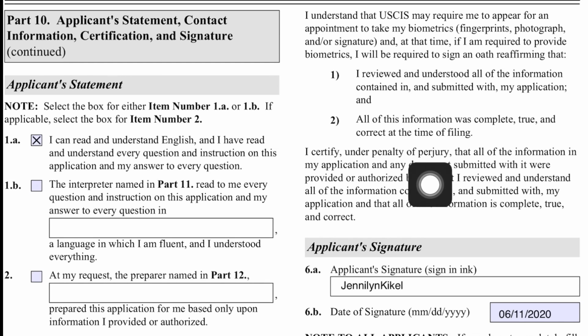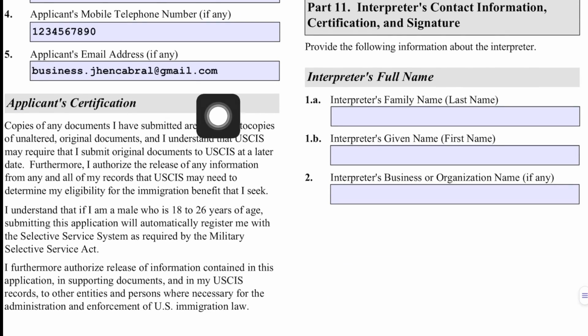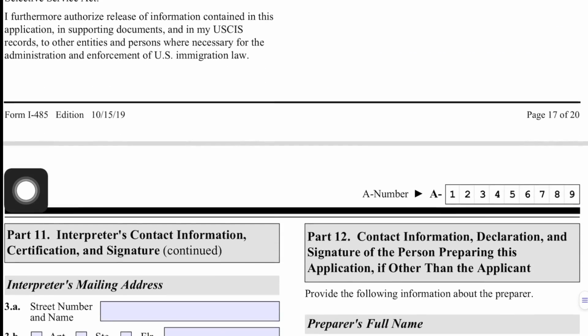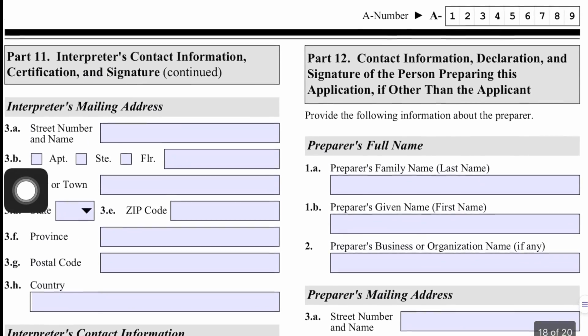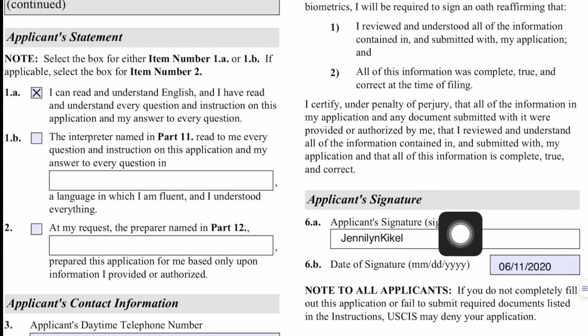I certify under penalty of perjury that all of the information in my application and any documents submitted with it were provided or authorized by me, that I reviewed and understand all the information contained in and submitted with my application, and that all of this information is complete and true and correct. So the next one will be your signature. Put your signature right here and the date you signed this form. Then part 11, just leave it blank until the end because it's for interpreter or the preparer. So I left that one blank because I did this one myself.